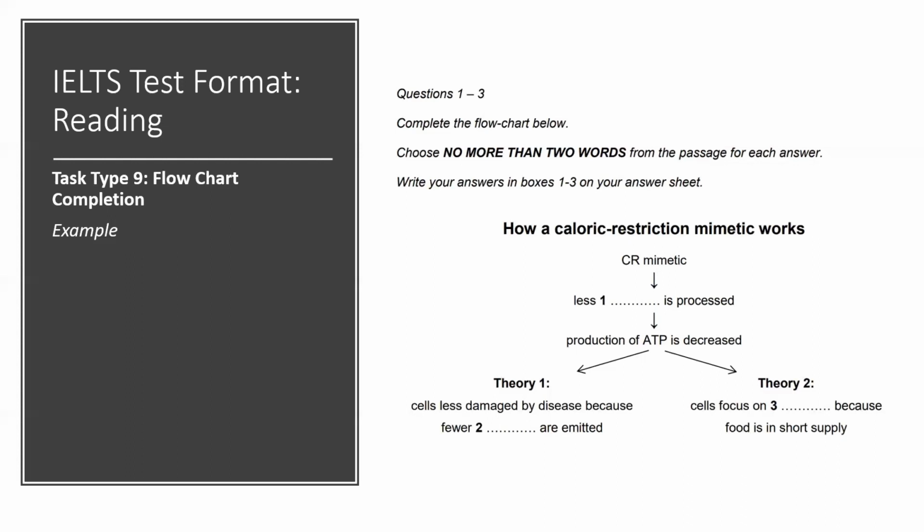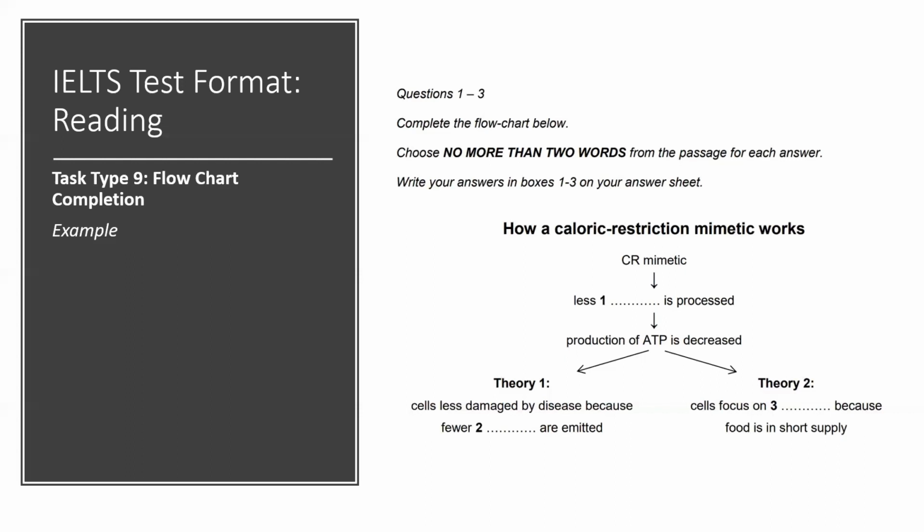Question number 1, for example, is about how a caloric restriction mimetic works. Then the CR mimetic, less dish is processed. Now what comes in blank 1, we will know from the text. This way we will continue, and questions 2 and 3 will also be completed. All right.